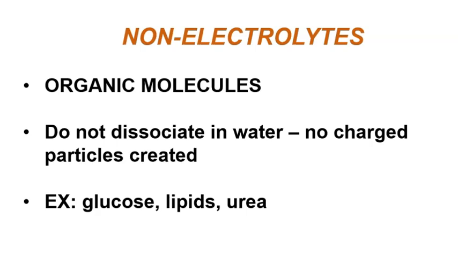A couple of examples of non-electrolyte but still important substances in the body are things like glucose, lipids, and urea. Those are non-electrolyte substances, so they can, for the most part, with the exception of lipids, be dissolved in water, but they do not dissociate into one or more charged particles.